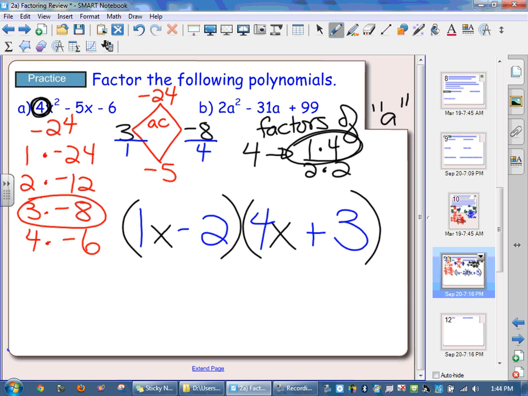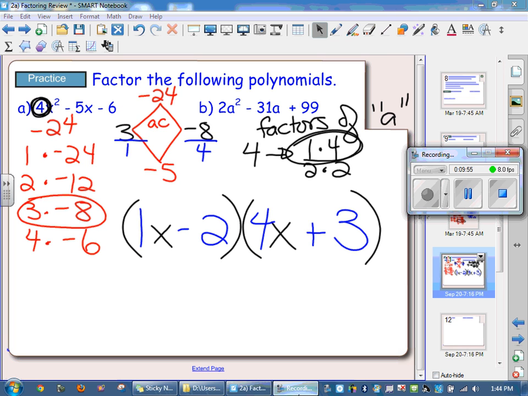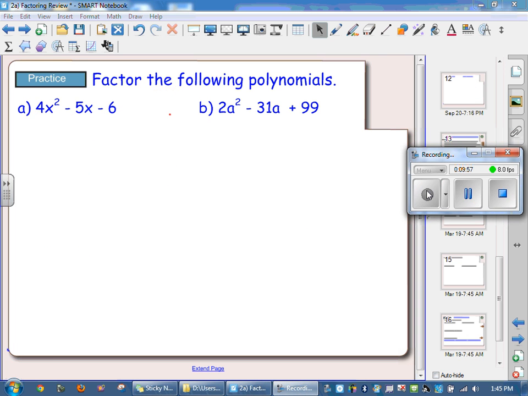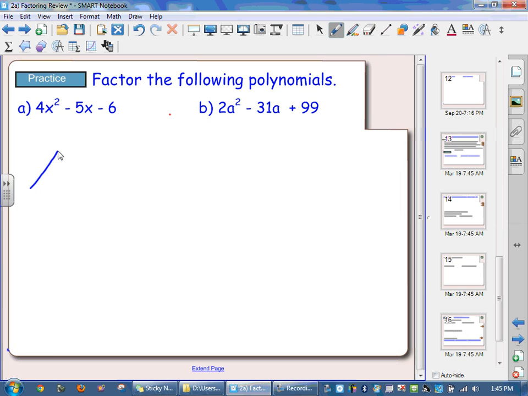Okay, let's take a look at B. Well, I'm going to draw my diamond for B. I get A times C, that's 2 times 99, is 198. I have a negative 31 in the middle. Well, 198, I don't automatically know what those numbers are that multiply. So I'm going to make my factor list.